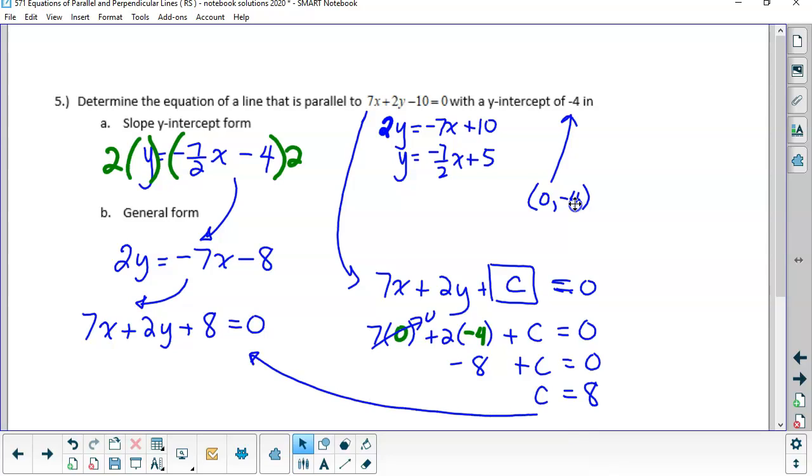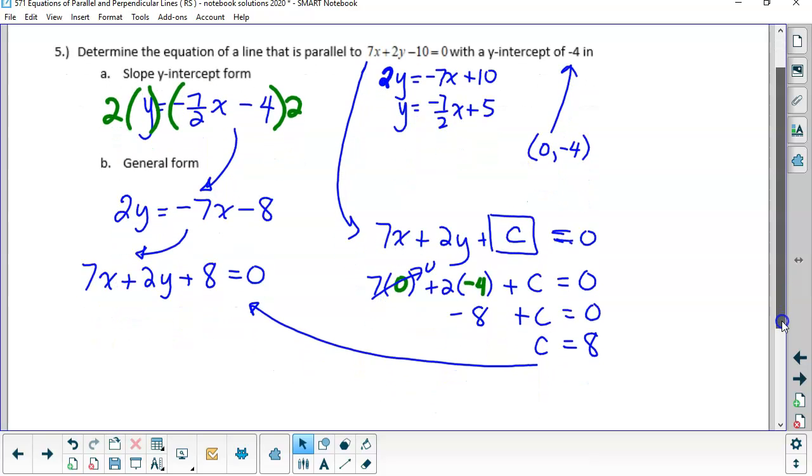Okay, so either way. If you hadn't had the slope y-intercept form, then maybe you do it this way. But this is probably faster. But if you don't like dealing with fractions, maybe this way's better for you. You decide, there's no one right answer for that.